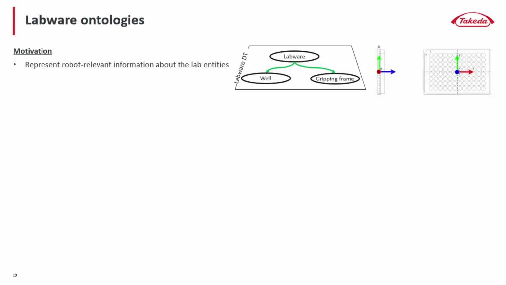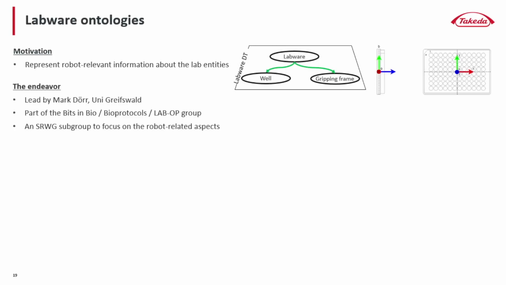But primarily, again, the position representation relative to the zero coordinate system. So for the well-known SBS microplate, we define a central coordinate system, and in relation to that, you can define the well positions and the gripping frame.